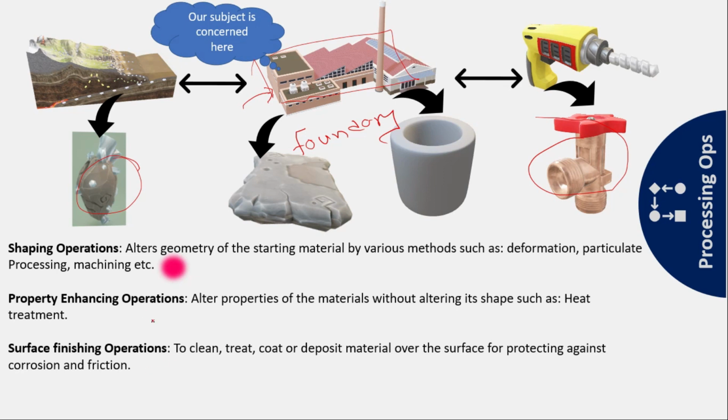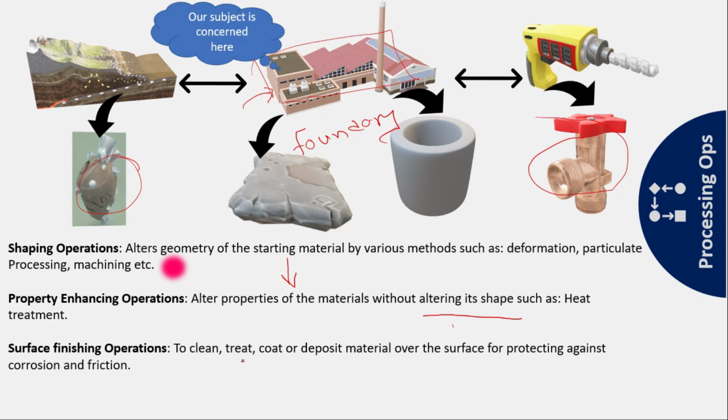Then we have the property enhancing operation. Whatever shape we have achieved here, we enhance the property of that material which is already given some shape. So it enhances the property of that material without altering its shape. So in this process we don't change the shape. Instead, whatever shape we have achieved, we simply change its properties. How do we change it? We change it by using the heat treatment operation, and you will see what the heat treatment operations are in the lectures ahead.